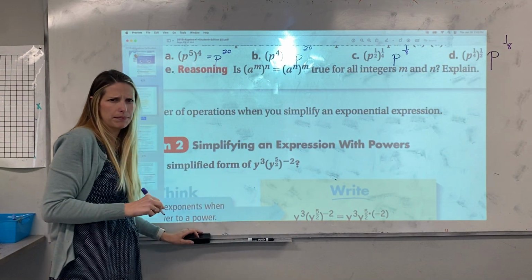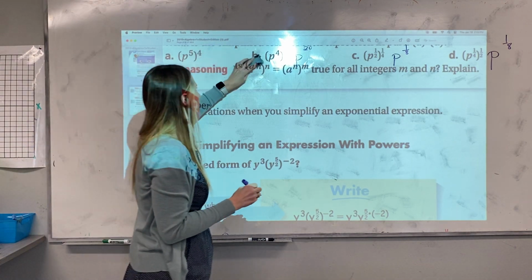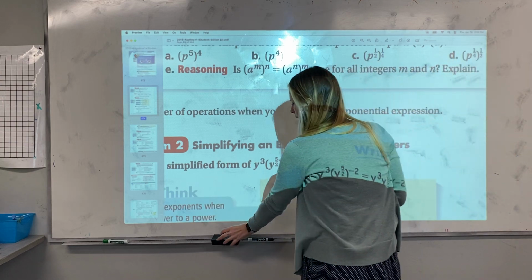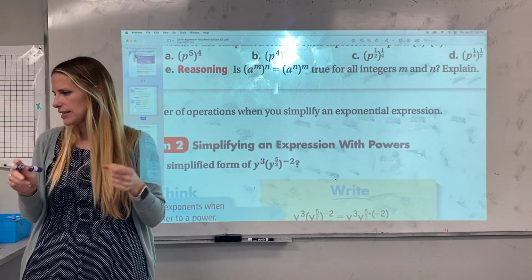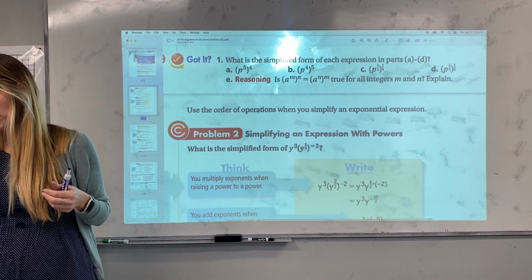Yeah, so it's kind of like the rule of multiplication, the commutative property of multiplication. Yes, it's kind of like that. It's not the same thing, but it's the same idea, if that makes sense.